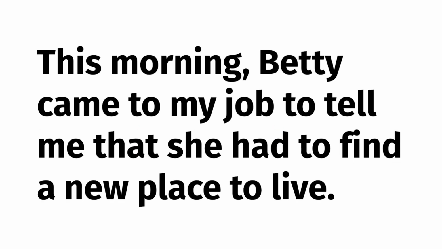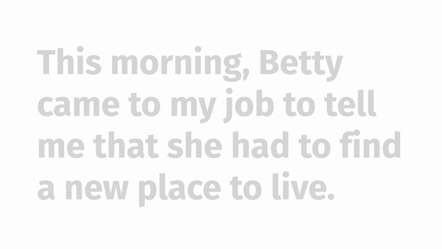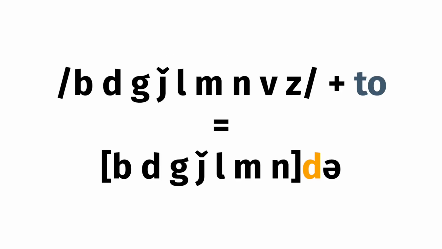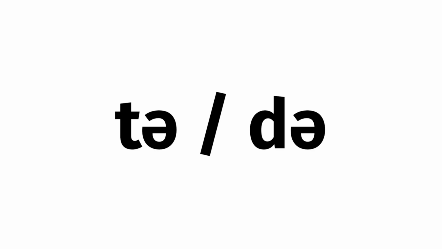This morning, Betty came to my job to tell me that she had to find a new place to live. I want you to pay special attention to how I pronounce the word to here. Listen again. When the word to comes after a word ending in a voiced sound, it's commonly pronounced with d instead of t. Also note that when it's unstressed, it's usually pronounced with uh instead of oo. We say duh or tuh, not to or do.